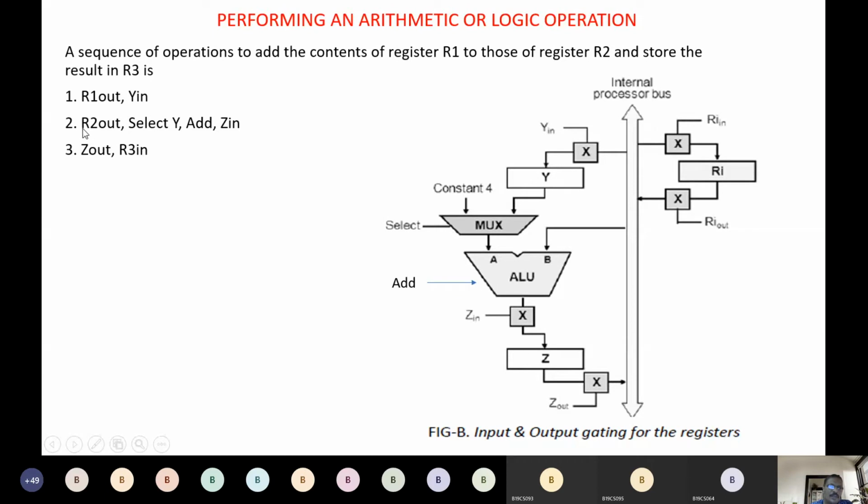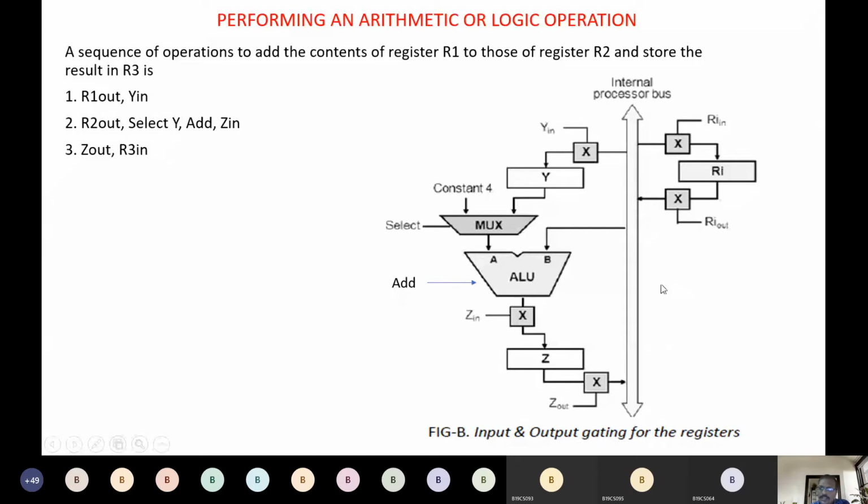Next, the second instruction, what is it? R2 out. Where is R2? We assume if this is R1, we have a similar diagram here also, which is R2. R2 has R2 in, and R2 has R2 out also. So what we are doing is R2 out is equal to 1. When you say R2 out, it means R2 out is set to 1.